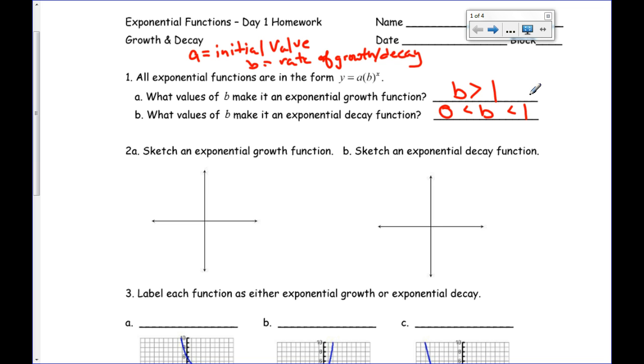Okay? So, sketch an exponential growth function. It could look something like this. Actually, it shouldn't have been, it should be straight. It doesn't go down and then up. It goes straight and then up. Okay? And then a decay would look something like this. And it could be anywhere on that graph. Okay?